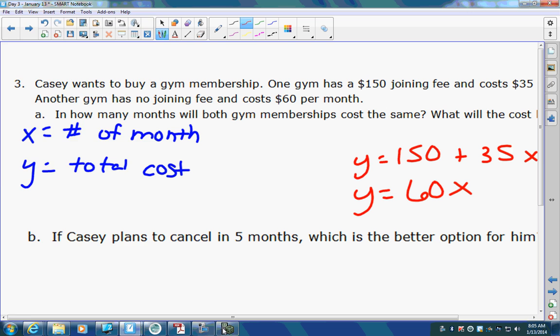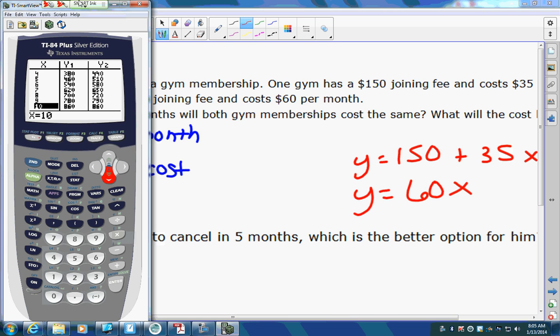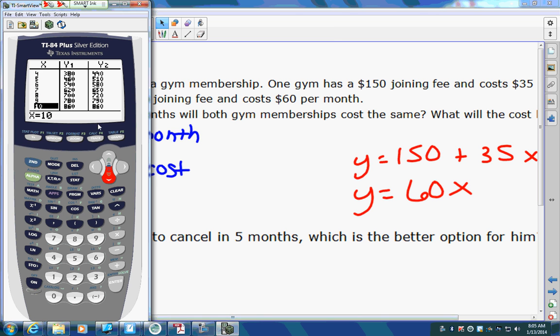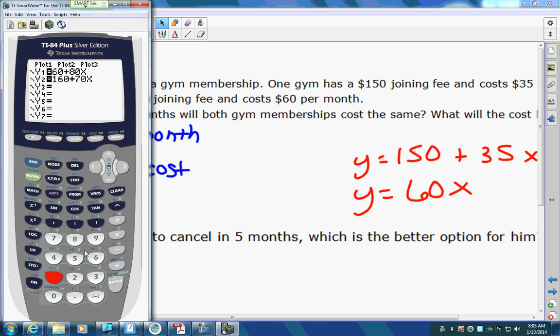All right, so on this one, if we go into the calculator, again, Y equals, come on now, clear the ink, please. Okay, this thing is being rather sensitive. Y1 is $150 plus 35x, and then Y2 is 60x.